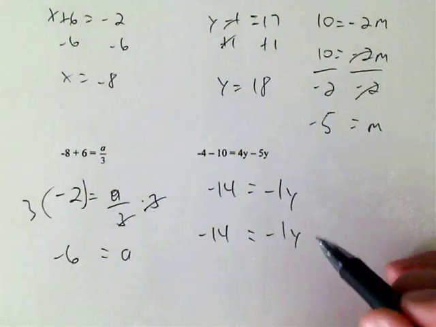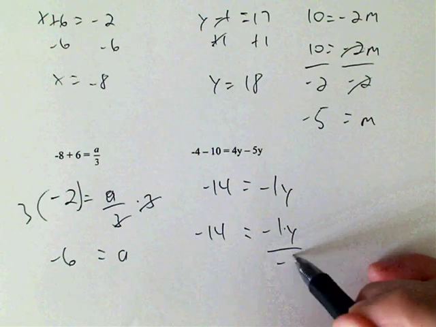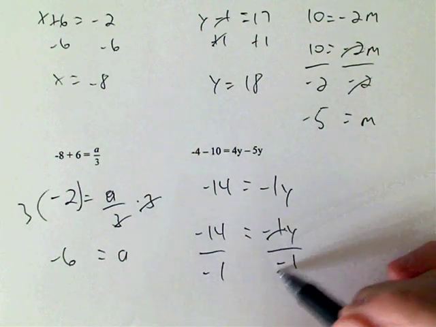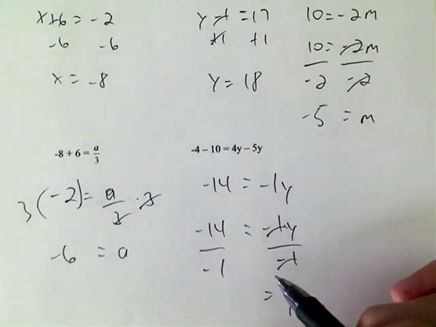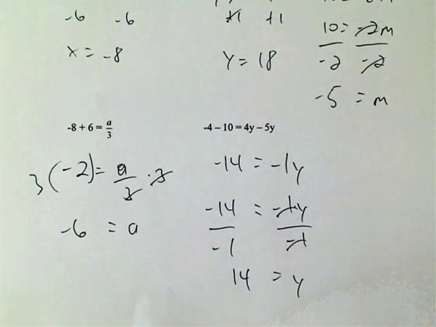So we need to eliminate that negative 1 that's been multiplied by division. What you do to one side, do the other. Negative 14 divided by negative 1 is 14. The steps are very, very important.